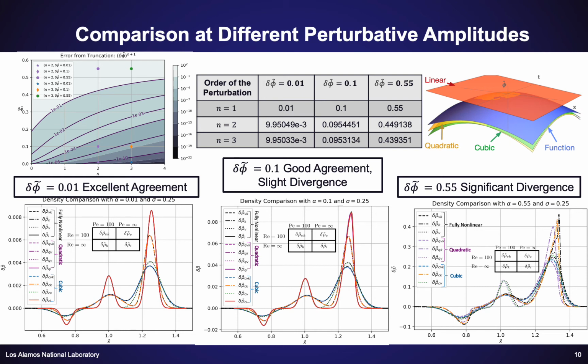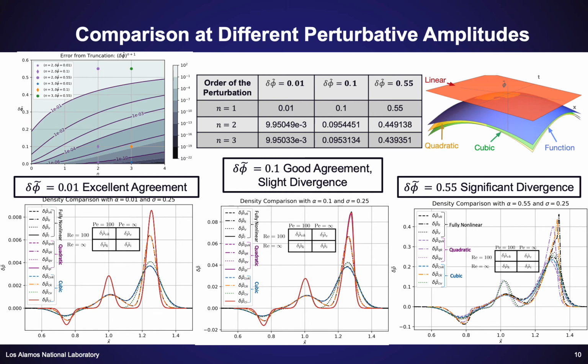As the size of the perturbation increases, the approximation of the quadratic and cubic solutions becomes less valid. See the figure at the top right. For delta phi of 0.01, we have excellent agreement as the solutions lie on top of each other. For delta phi of 0.1, we may note that slight difference away from the fully nonlinear solution is occurring, while with a delta phi of 0.55, we note significant divergence. However, the higher order cubic solution slightly bridges the gap between the quadratic and the fully nonlinear differential system solutions.